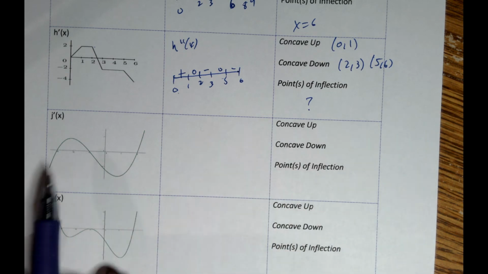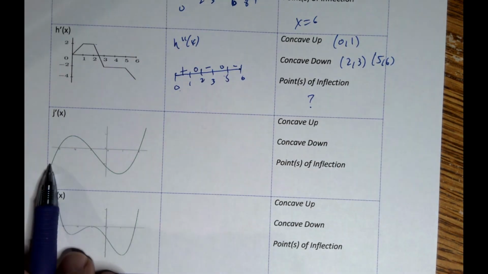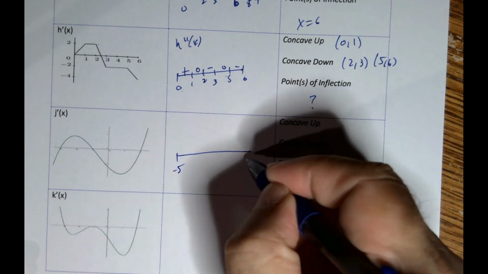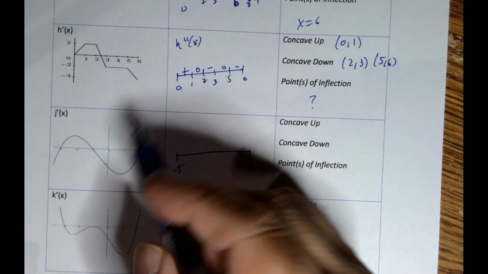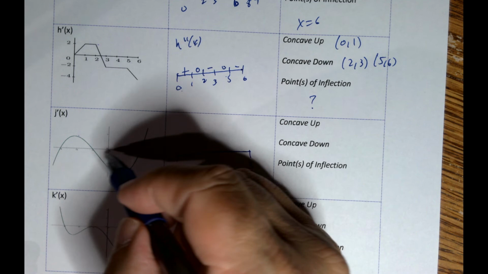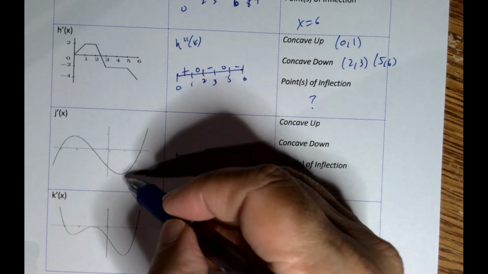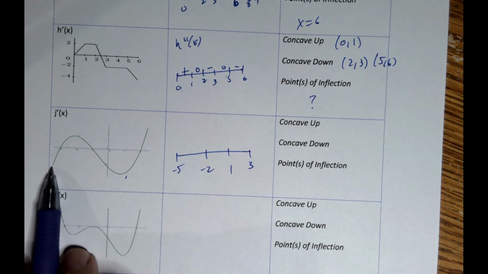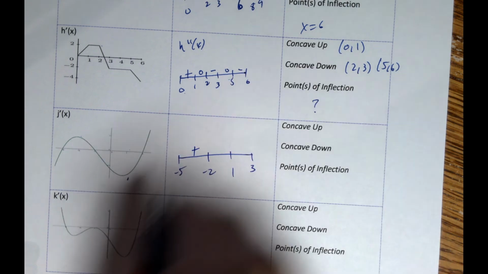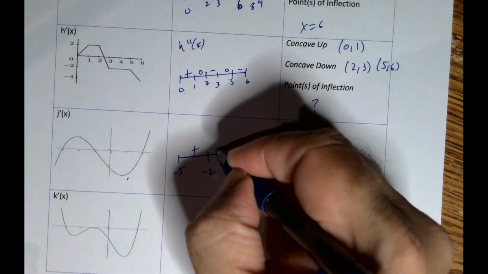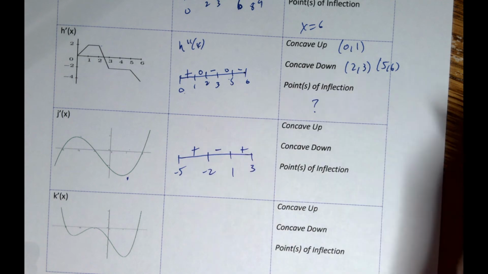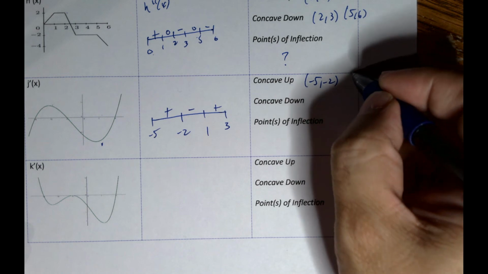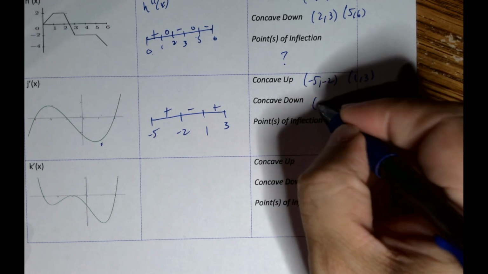All right. So here, we're going to say -5 to 3. And we got a peak here at -2, and we have a valley here at 1. So it is increasing from -5 to -2. It's decreasing from -2 to 1. It's increasing from 1 to 3. So it's concave up from -5 to -2 and 1 to 3. Concave down from -2 to 1.